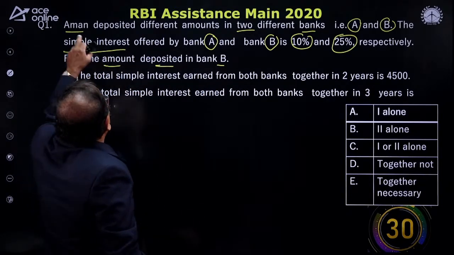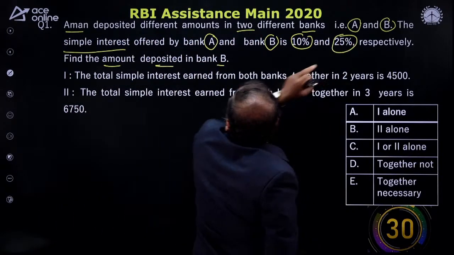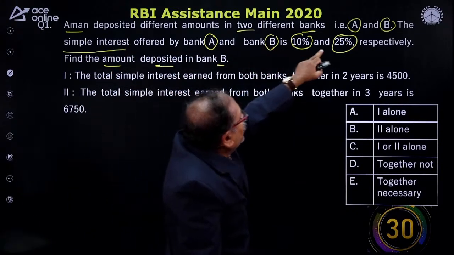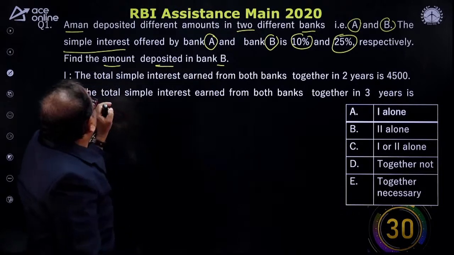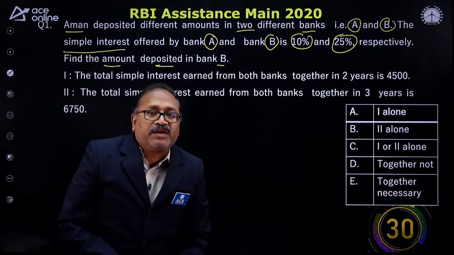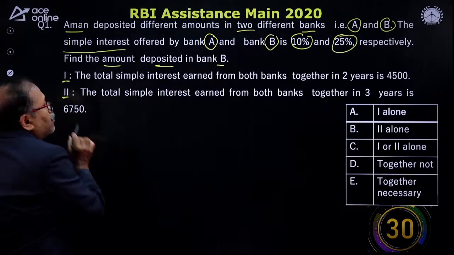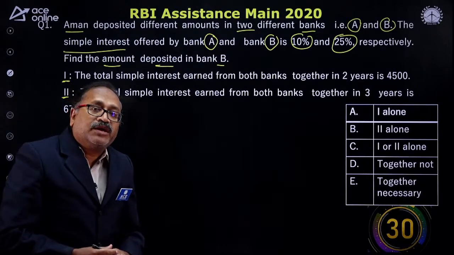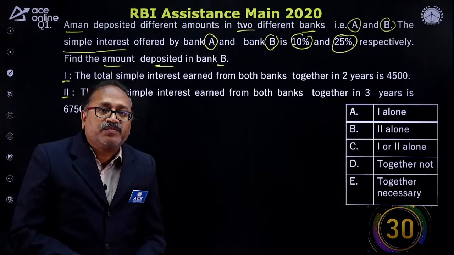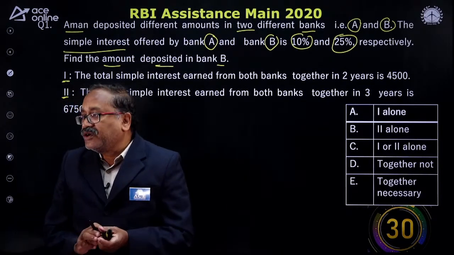Remember, the amounts are deposited in 2 different banks A and B, and the simple interest on A is 10% and on B is 25% respectively. Now you have to find out how much amount is invested in B. So is data 1 alone sufficient? Is data 2 alone sufficient? Or do we need both data to answer the question? Data sufficiency is one of the quantitative aptitude parts. So let's look at how we approach this particular question.